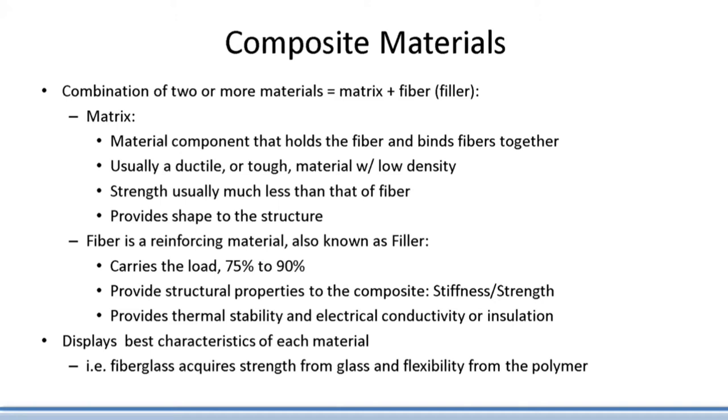If that matrix was not there, then each fiber acts independently. The matrix usually is ductile, it's a tough material, and it's low density. The strength usually is way lower than the fiber, similar to reinforced concrete. The concrete is very low strength, but the fibers are high strength. The reinforcement in that scenario.